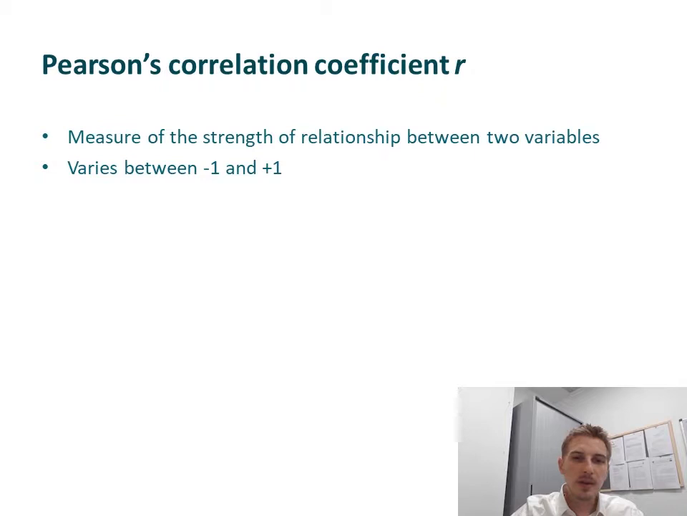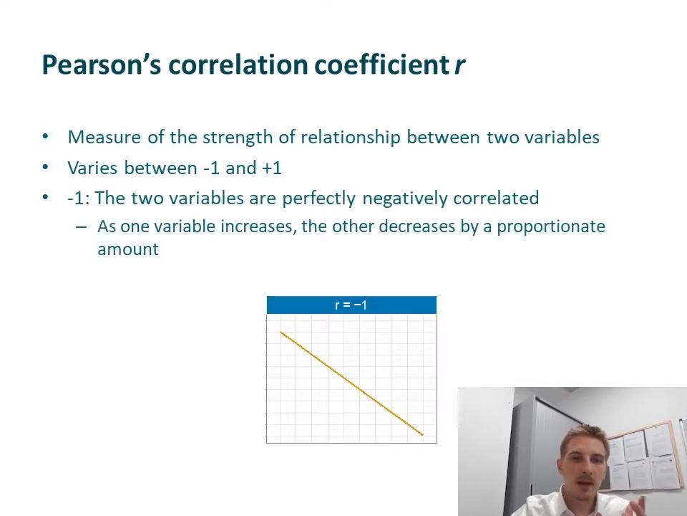The Pearson correlation coefficient r is a measure of the strength of the relationship between two variables. This coefficient varies between -1 and +1. A correlation of -1 indicates that the two variables are perfectly negatively correlated. As one variable increases, the other variable decreases by a proportionate amount, as we can see here on the graph.